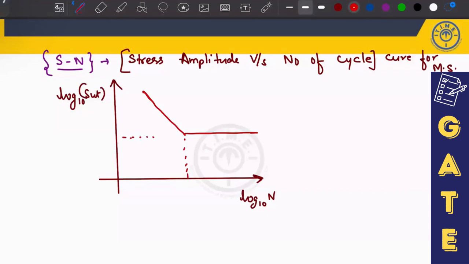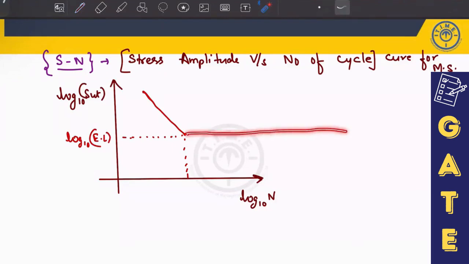So this point is called the endurance limit. So log of 10 endurance limit. This point is called the endurance limit. Endurance limit means that value of stress at which the material can withstand an infinite number of cycles. So if you are increasing the number of cycles without undergoing any fatigue failure, it will resist. That is called the endurance limit.